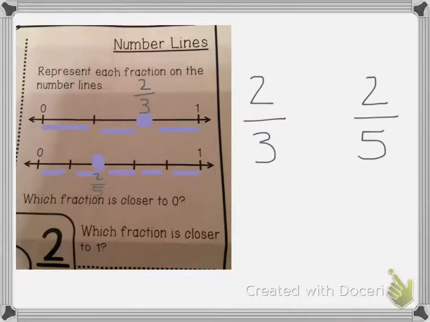So the fraction that's closer to 0 is 2/5, and the fraction that's closer to 1 is 2/3. So we can see that the one that's closer to 1 is going to be the fraction that's bigger. So 2/3 is greater than 2/5.